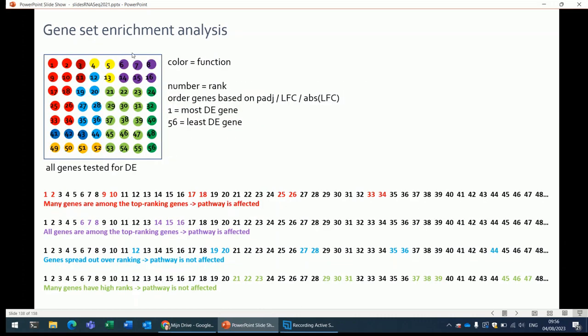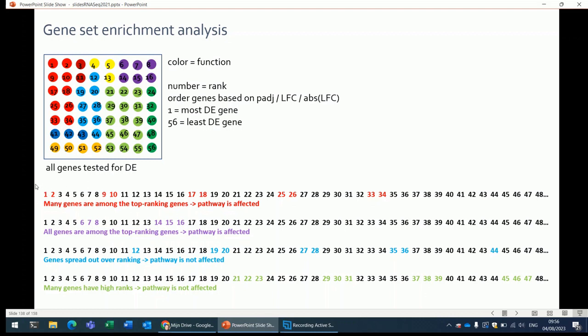So what are you going to do with these genes? You are going to sort them. You're going to sort them based on p-value. So the p-value that was obtained in the statistical test that determined whether the gene was differentially expressed, yes or no, or you're going to sort them based on log-fold change or absolute value of log-fold change. And log-fold changes are the log2 of the ratio of the expression in the treated samples over the expression in the control samples.